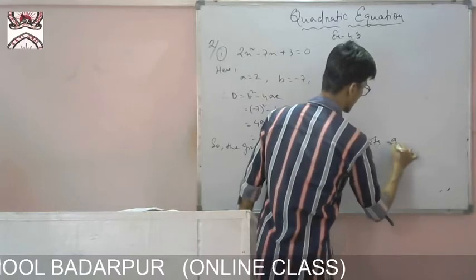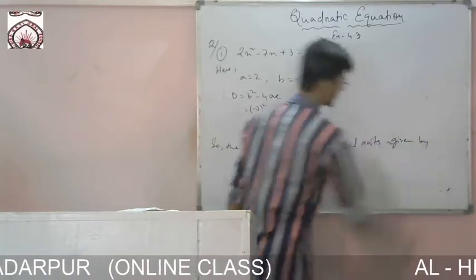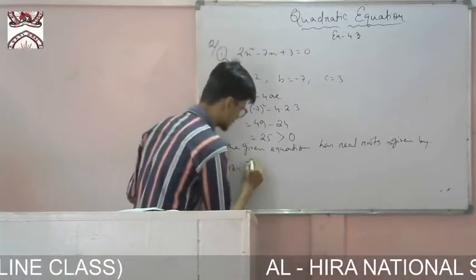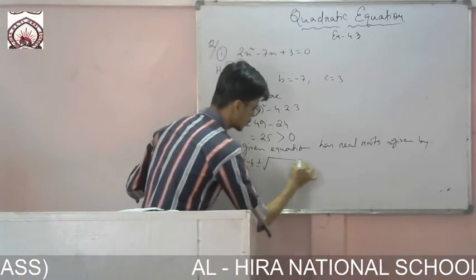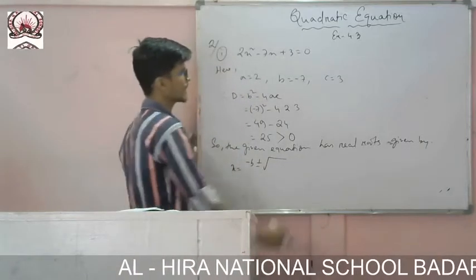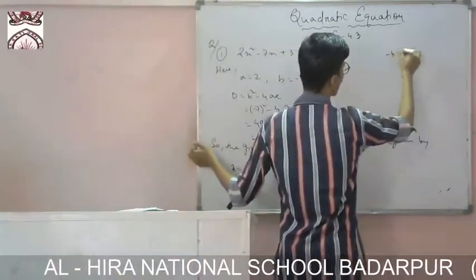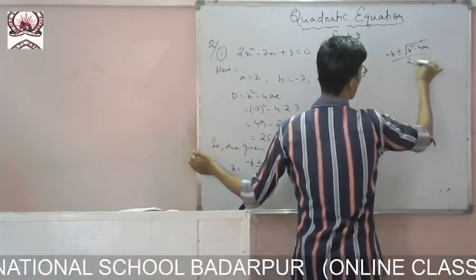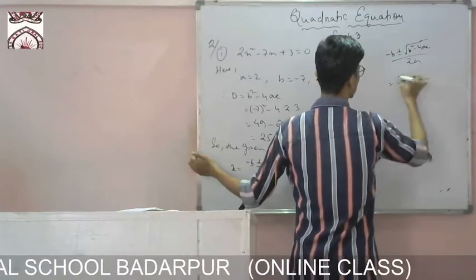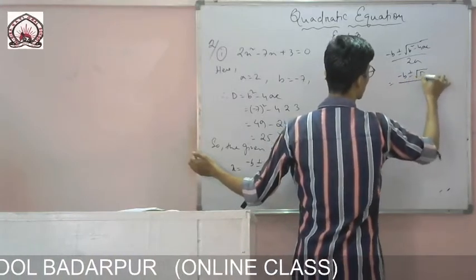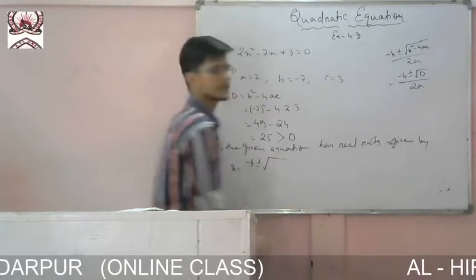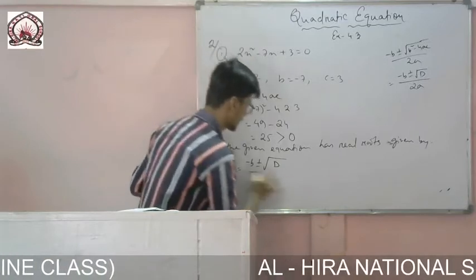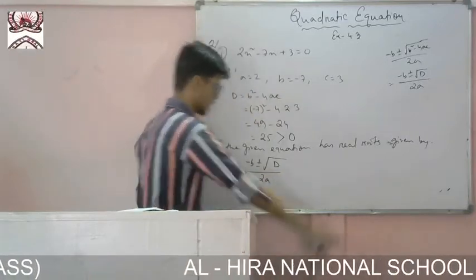Now, given by x equals, what is the formula? Minus b plus minus root over b square minus 4ac, by twice a. Since b square minus 4ac is the discriminant D, I can write x equals minus b plus minus root over D by twice a. This is the formula. Now I will put the values.